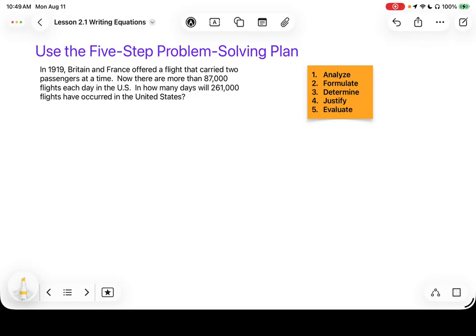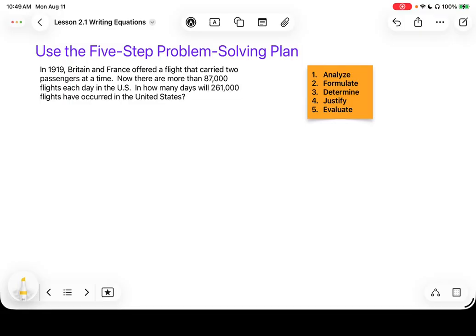I'm going to introduce you here to what is called the five-step problem solving plan. Anytime we've got a problem to solve, particularly a word problem like this, we use these five steps in order to solve it. Step number one is to analyze the problem. So let's go ahead and read it.